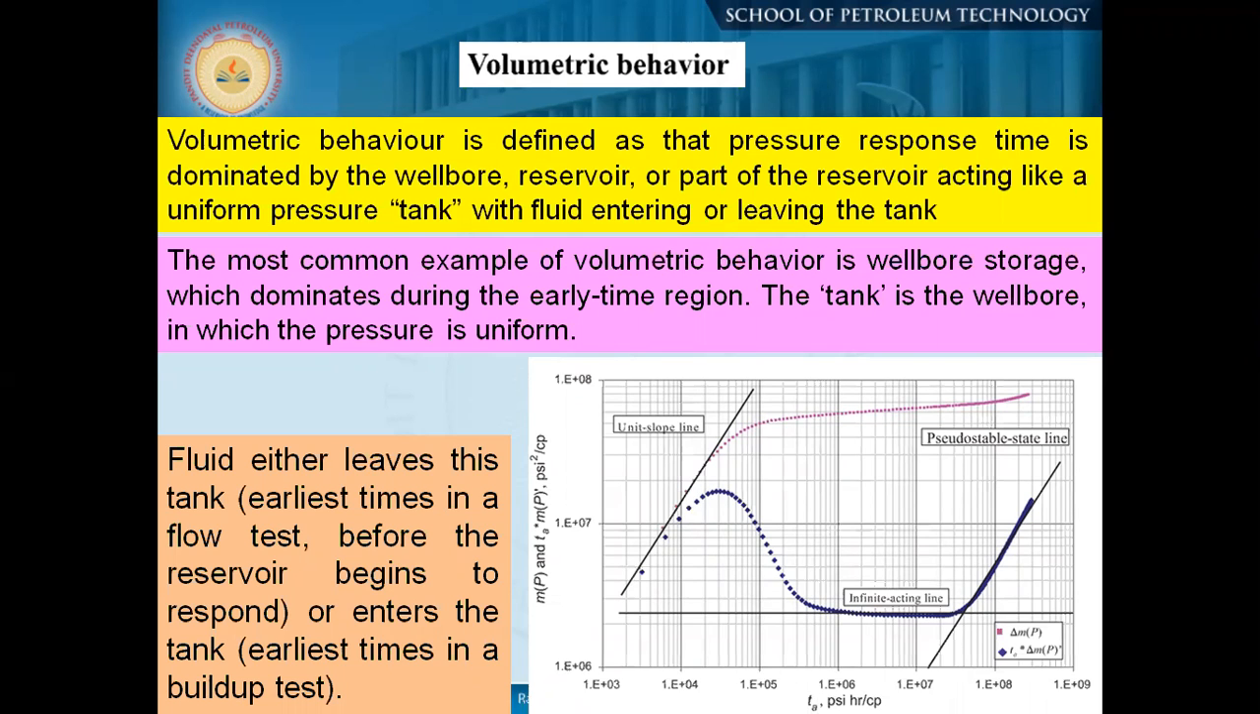So 1.5 log cycles after the leaving of this straight line is considered to be the point up to which the wellbore storage effect is dominant. We have discussed that. The straight line is giving us the unit slope, which is considered to be strictly the wellbore storage effect, and when it starts leaving, 1.5 log cycles is considered to be the end of the wellbore storage effect.